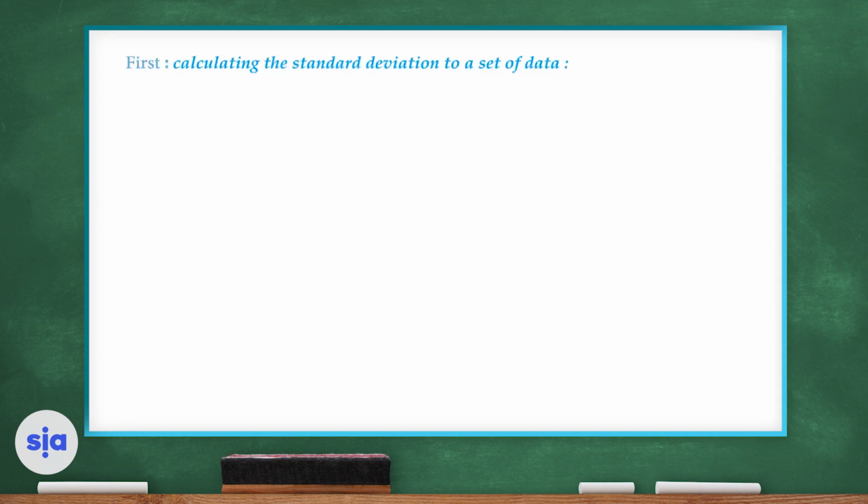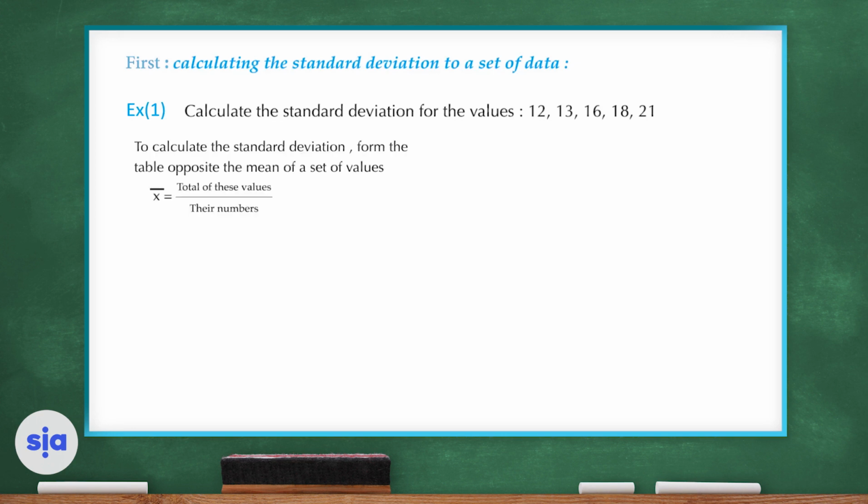Let's now see how to calculate the standard deviation to a set of data. In this question, it's telling us calculate the standard deviation for the values 12, 13, 16, 18, and 21. To calculate the standard deviation, we need first to find the mean, which we call the x bar. How to find the mean? The sum of all values over how many they are. So it's 12 plus 13 plus 16 plus 18 plus 21 over 5, which is 16.